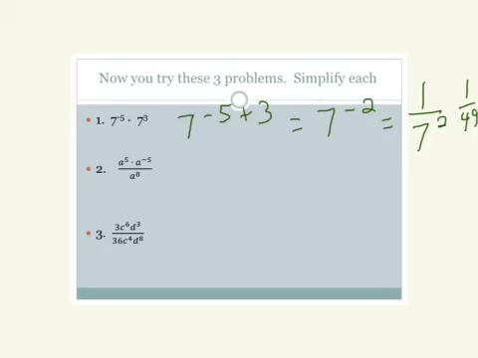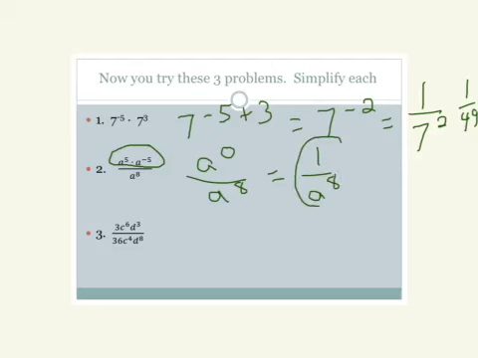Number 2, we can simplify the top. A to the 5th times a to the negative 5th. Well, when we're multiplying with like bases on the top, we add our exponents and we get a to the 0 power over a to the 8th. Okay? Anything to the 0 power is the same as what? 1. So our final answer would be 1 over a to the 8th power.